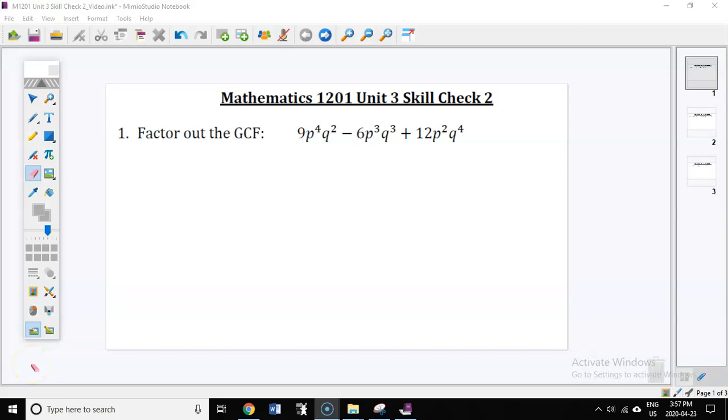Hey everyone, I just wanted to take a few minutes to go through each of the skill check questions so you can see them worked out from scratch and see the logic behind how it's all done.